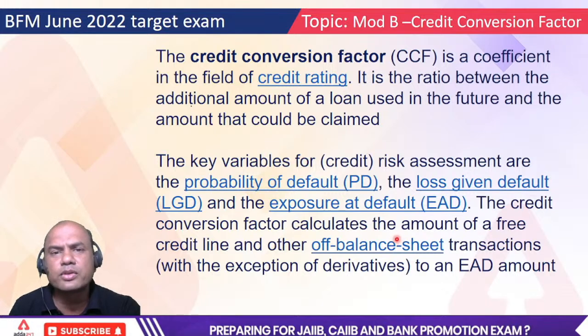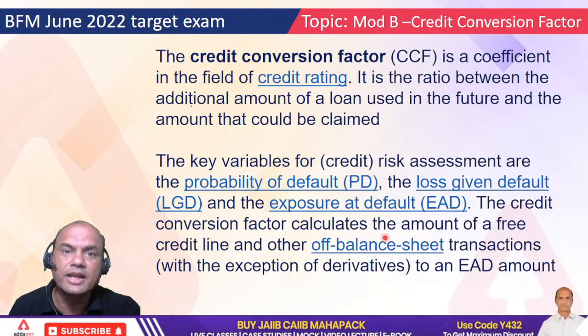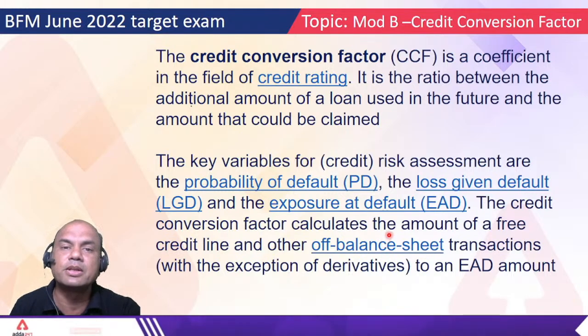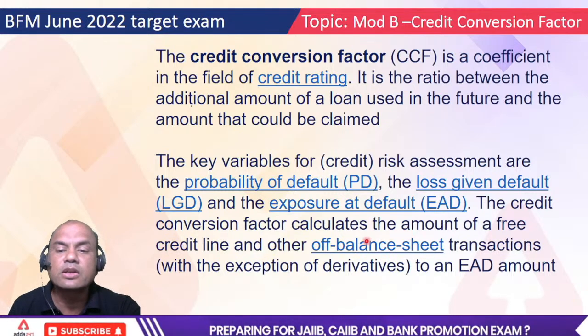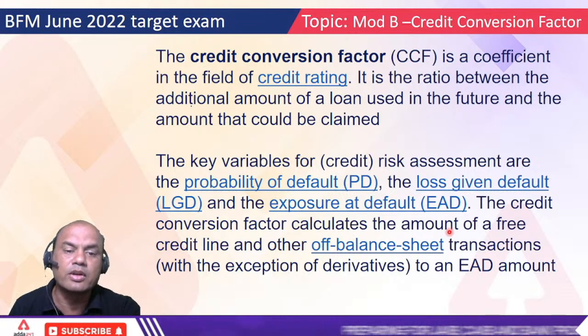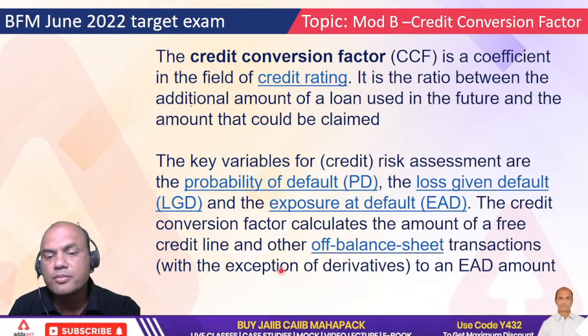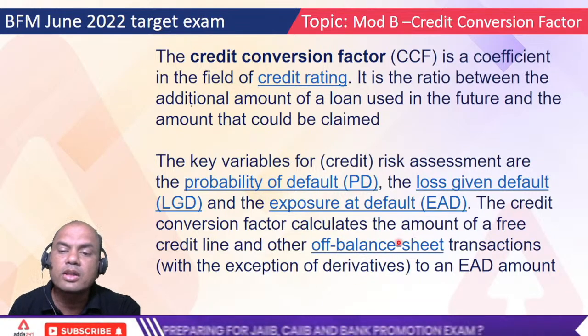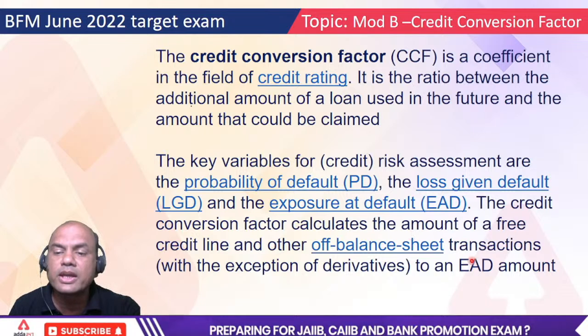In a guarantee I don't give you the funds, but I give an assurance. With an LC, I don't give the funds immediately, but I give an assurance: if you present me the document, then I'll pay. So these are all off balance sheet items. We call them contingent, with the exception of derivatives. Derivatives are not taken in this. All these off balance sheet items are brought to the EAD level.